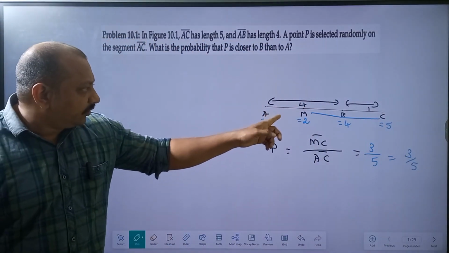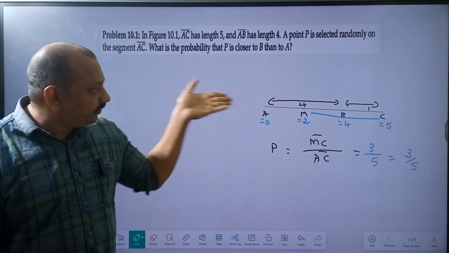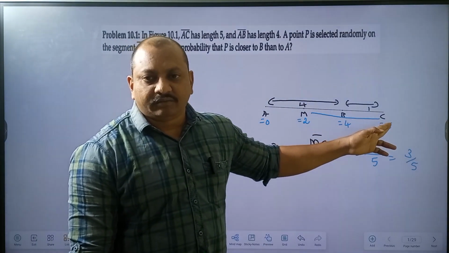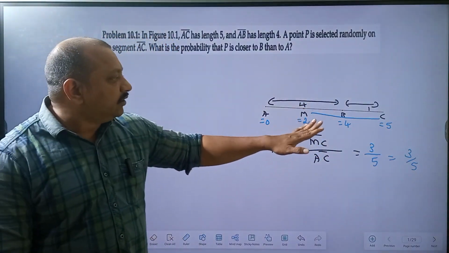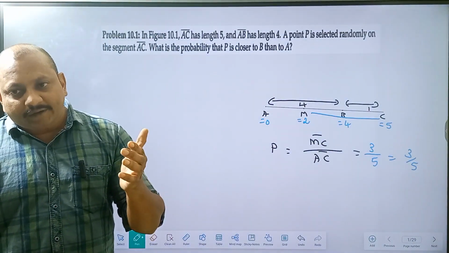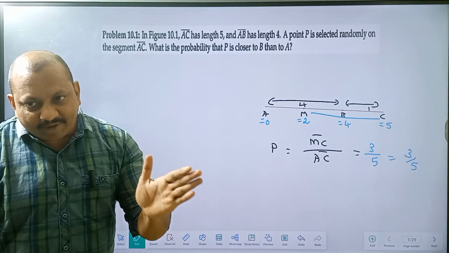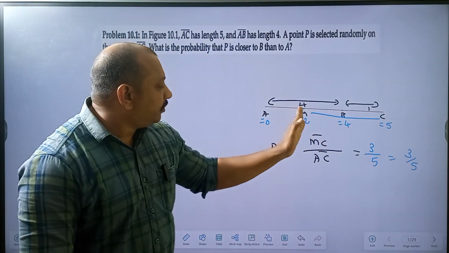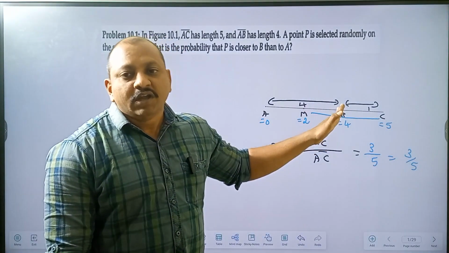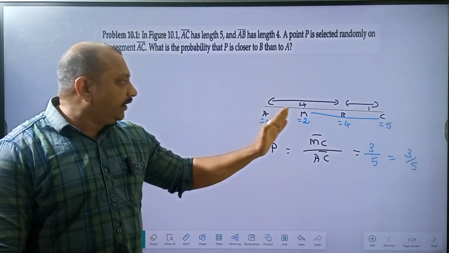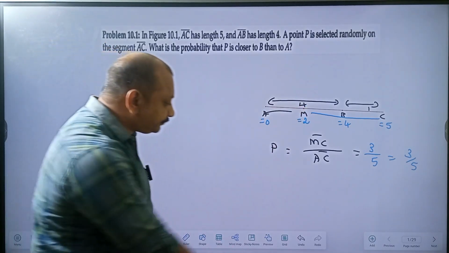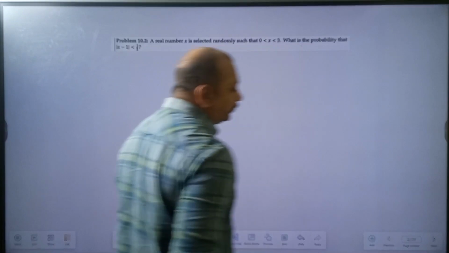These are the corresponding coordinates, considering this as the x-axis: A is at the origin and C is 5 units away from the origin. The point is that if the point is closer to the endpoint of the segment, then it is away from the midpoint. Closer to B means the point must be away from the midpoint and towards B. If they want to find closer to A, then it is from A to M. The reference point is the midpoint.